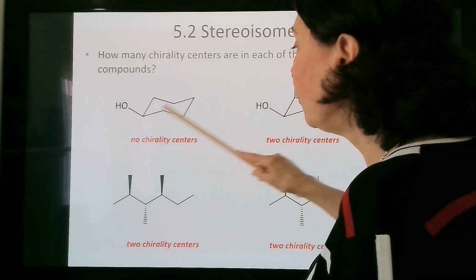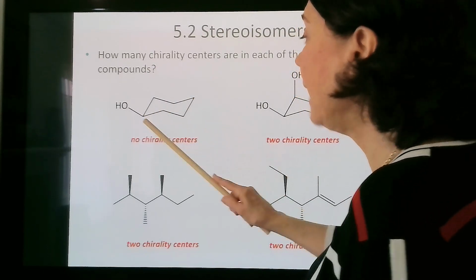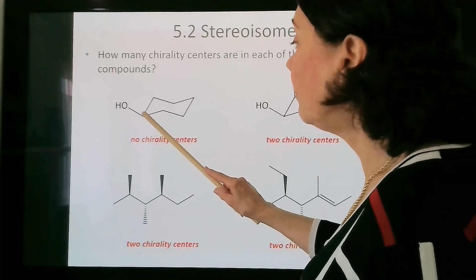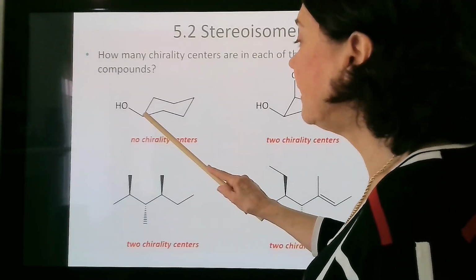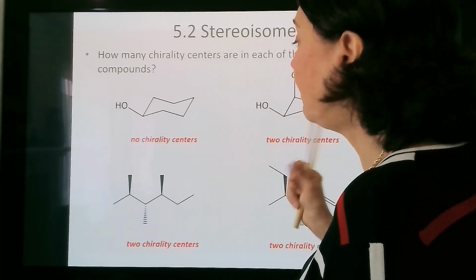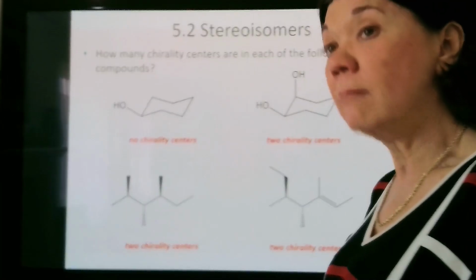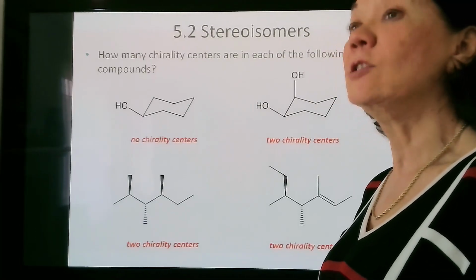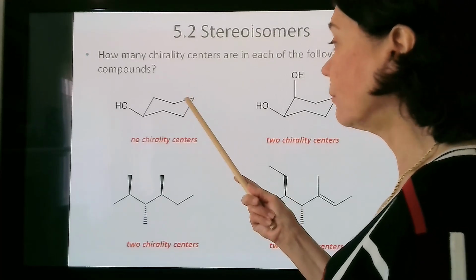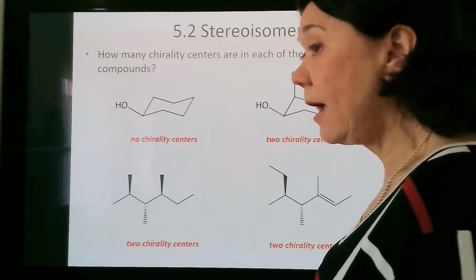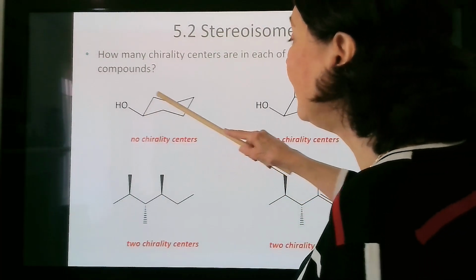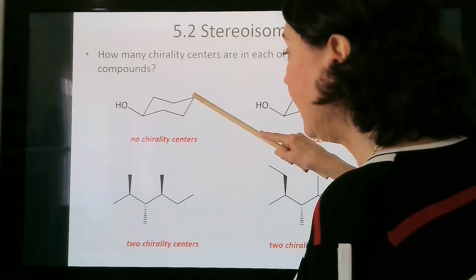But look at these 2 groups. These 2 groups are the same because this molecule has a plane of symmetry passing through this carbon and that carbon. It has a plane of symmetry, and any molecule that has a plane of symmetry is not chiral. So this molecule is not chiral. It does not have a chiral center or a chiral carbon because these 2 groups are the same. Okay.